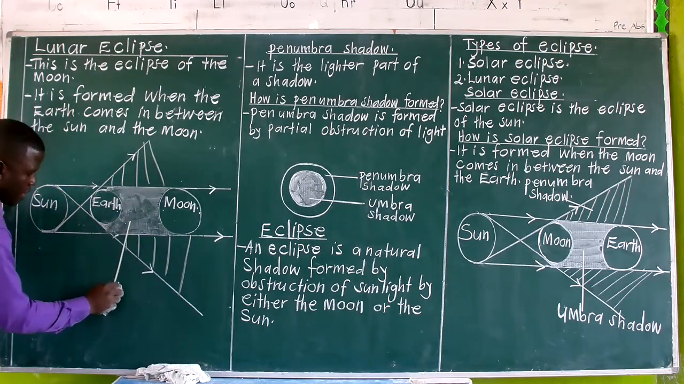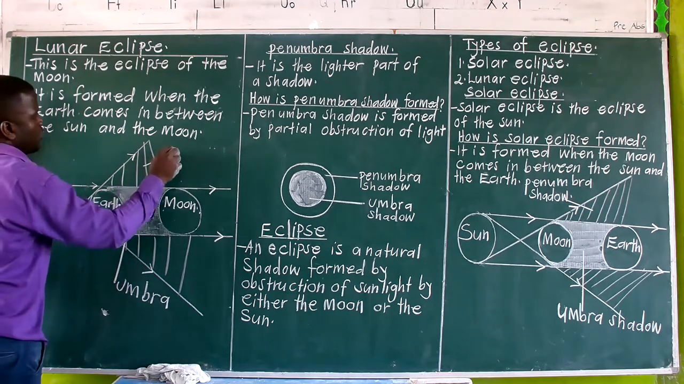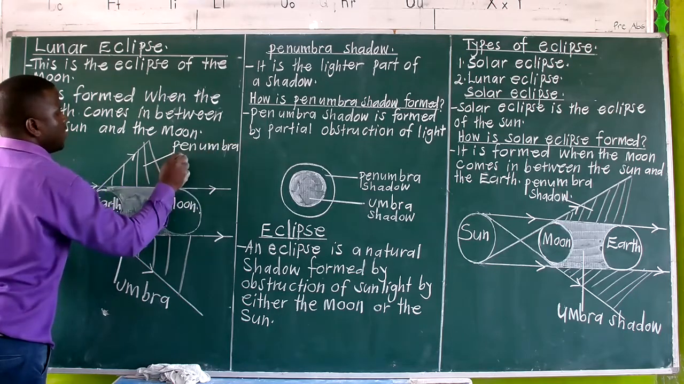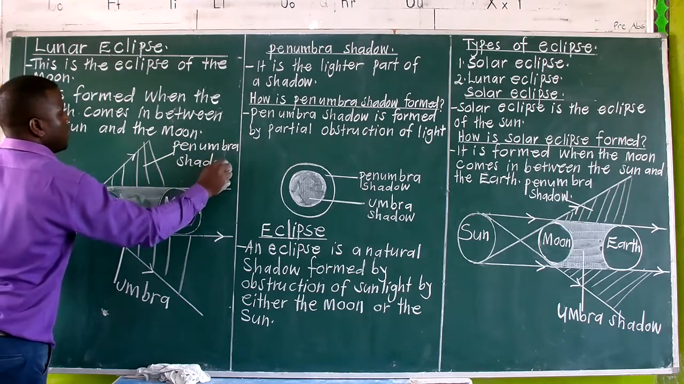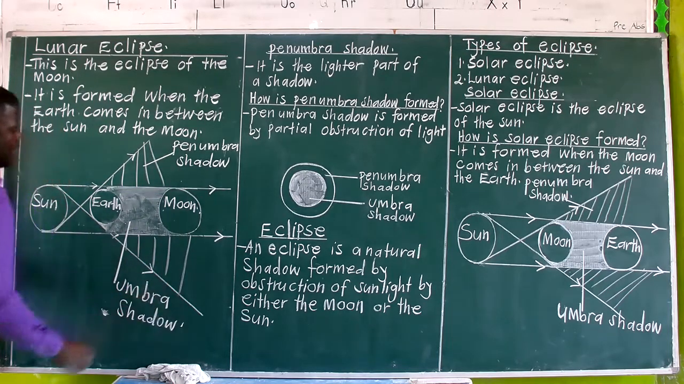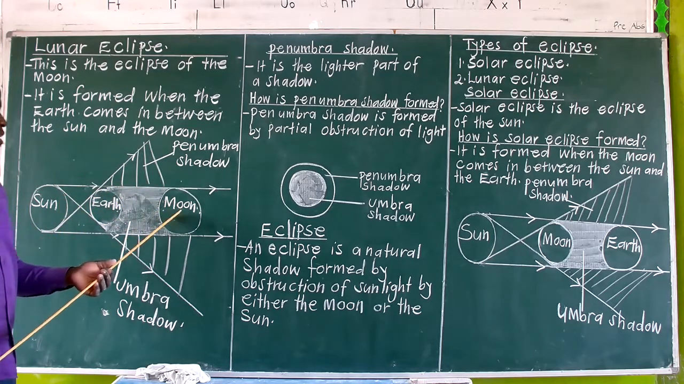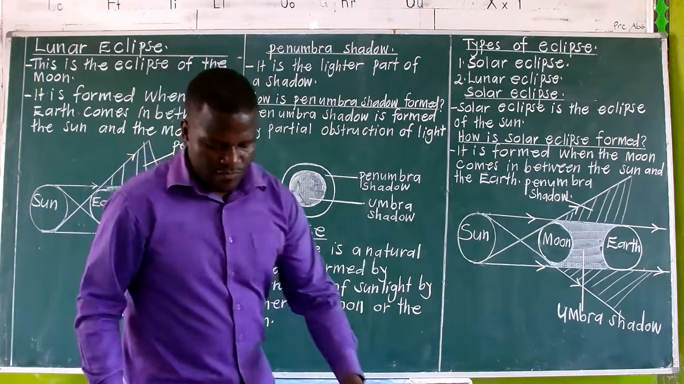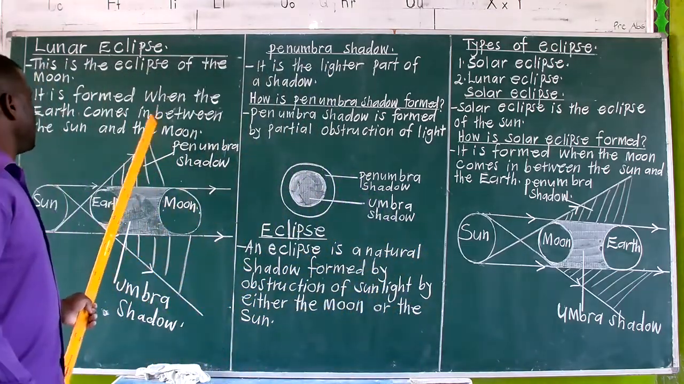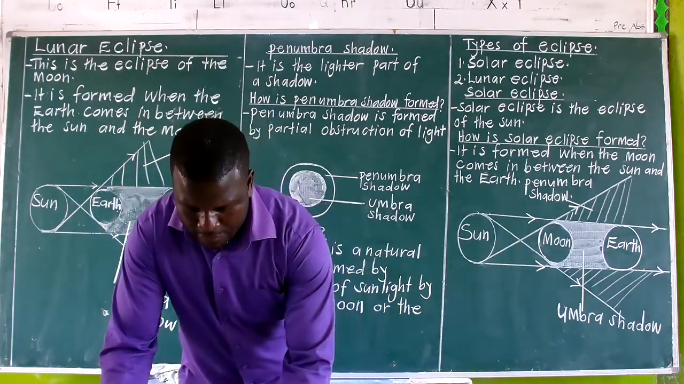So this is umbra shadow. This one is penumbra shadow. This type of eclipse is called lunar eclipse. It is formed when the earth is in between the sun and the moon. So this type of eclipse is called lunar eclipse.